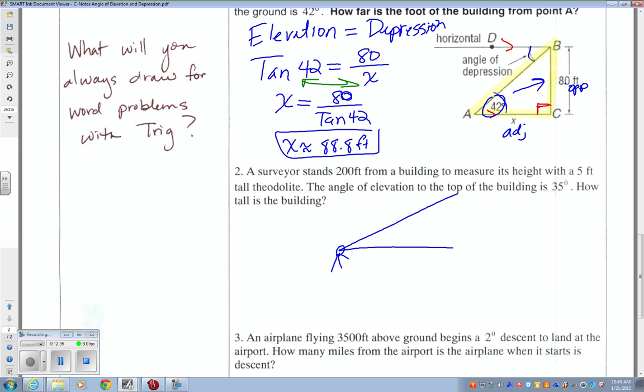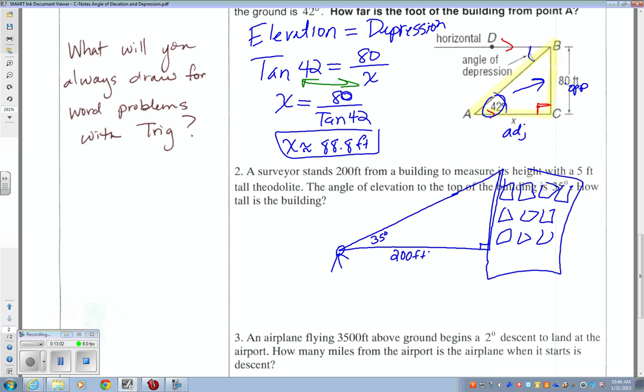It's got to be with the horizontal. Angle of elevation is above the horizontal line. So that's 35 degrees. I'm running out of room right here. And that machine is 200 feet away from the building. Now, this is basically where my building is. Everyone agree? It's not Picasso, but somewhere around here.